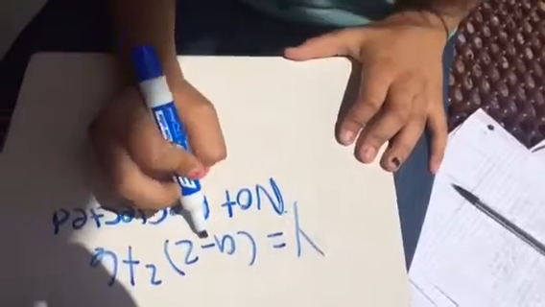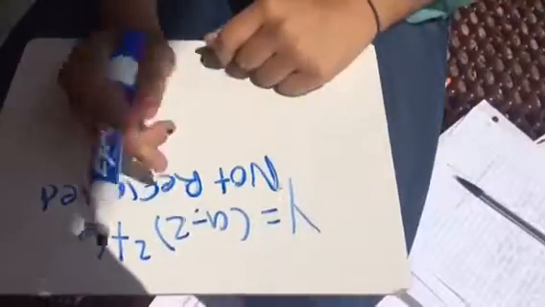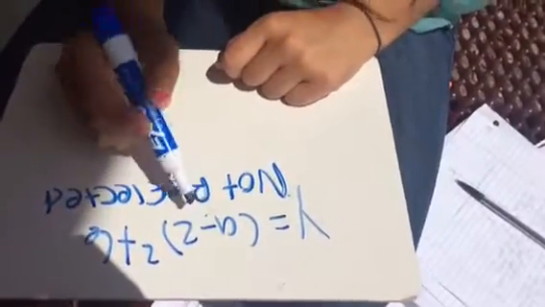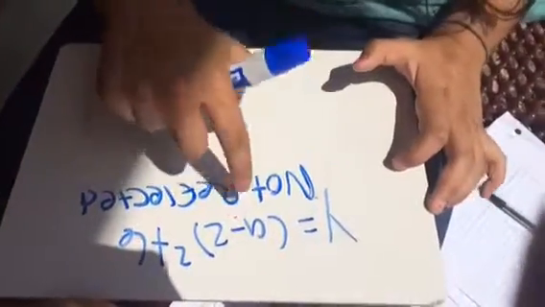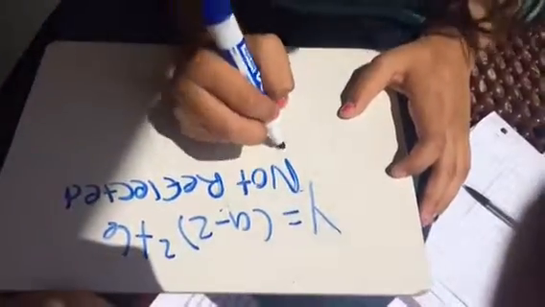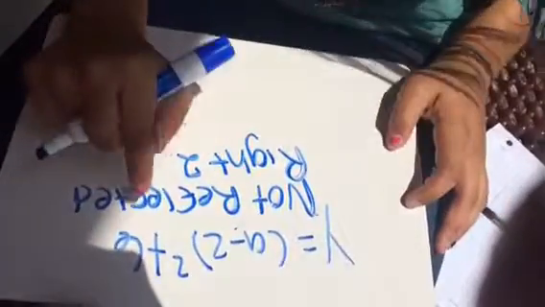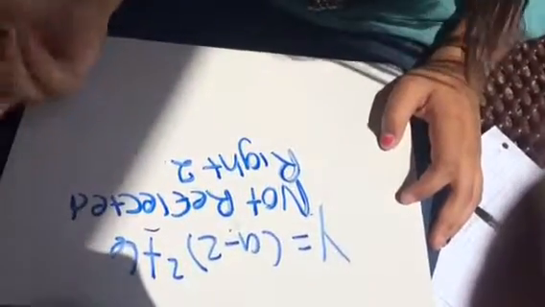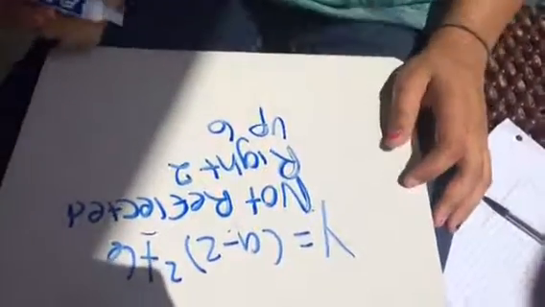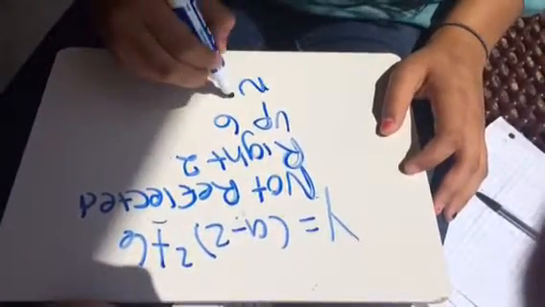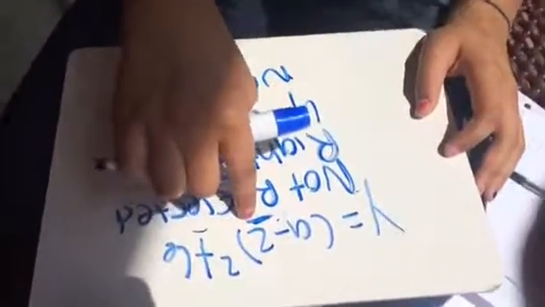And then it would go right 2 because of this sign. It's always the opposite. So if it's a negative, it's going to go right. If it's a positive, it's going to go left. So since it's a negative, it's going to go right 2. And then right here, it's just going to go up 6 because it's a positive. And then it would be narrow because this 2 is bigger than 1.